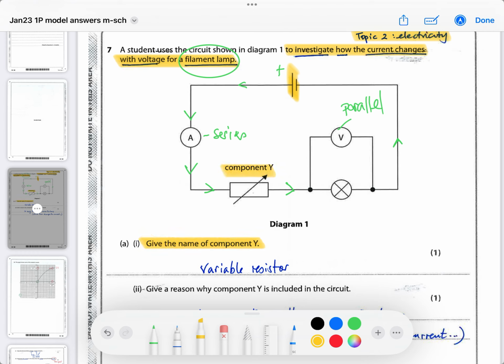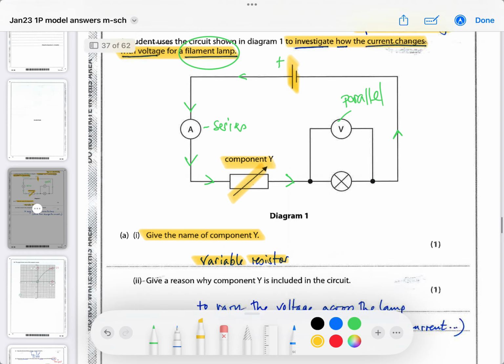And you see this arrow means you can vary the resistance. So the resistor is the rectangular block. A resistor would just be a rectangular block. When it's a variable resistor, they put an arrow going through it. And that's the kind of thing that you use when you have dimmer switches in your homes. Okay, so that's the variable resistor.